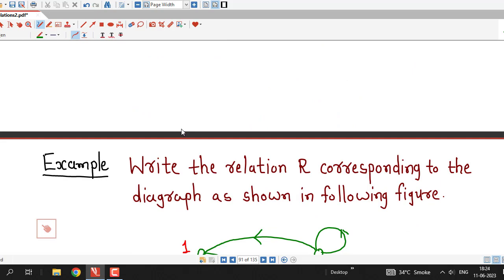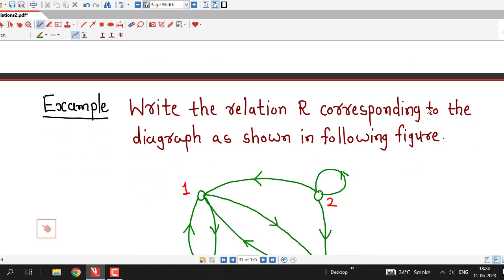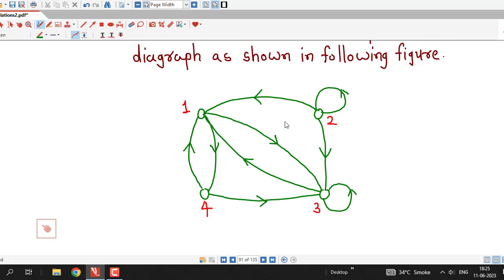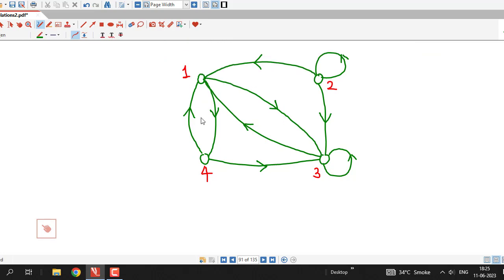Next example is, we are given the diagram of a relation and we have to write down the relation R corresponding to this diagram. The question is, this diagram represents which relation on which set? So the elements of this set are nothing but points or vertices. Here vertices are at 1, 2, 3 and 4. So this is the relation defined on this set having 4 elements, 1, 2, 3 and 4.